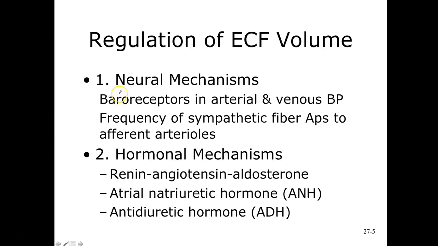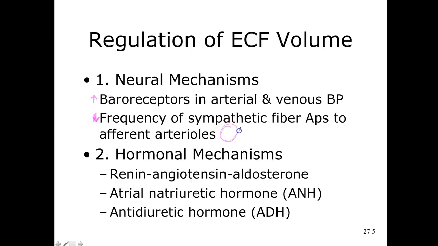So what can happen is our baroreceptors within our arterial and venous blood pressure, if that is going to, let's say, increase, okay, we have an increase in our blood pressure we're sensing, then that means that we are going to actually have a decrease in the frequency of our sympathetic fiber action potentials to our afferent arterioles that we would find in our kidneys. And so what that would cause is a dilation of these afferent arterioles.